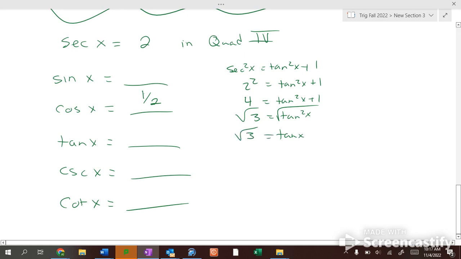Is it going to be positive or negative with us being in quadrant 4? Negative. Okay. What's the reciprocal function of tangent? Cotangent. So cotangent of x equals 1 over square root of 3, and it's negative. Can't leave square root of 3 on the bottom. So multiply top and bottom by square root of 3. So it's negative square root of 3 over 3 for cotangent.